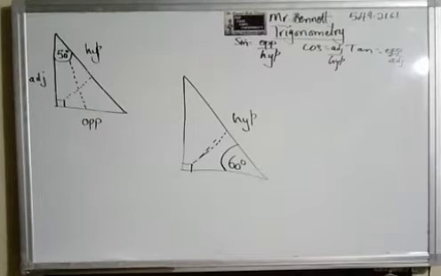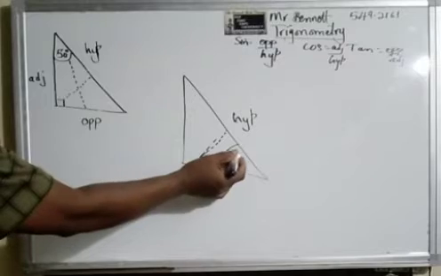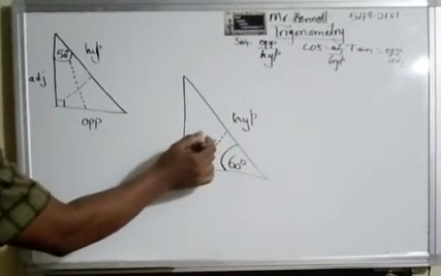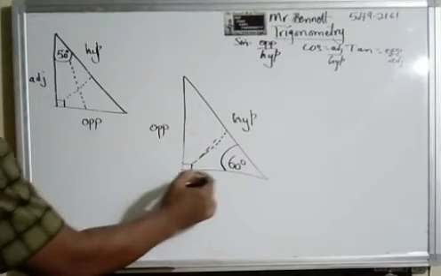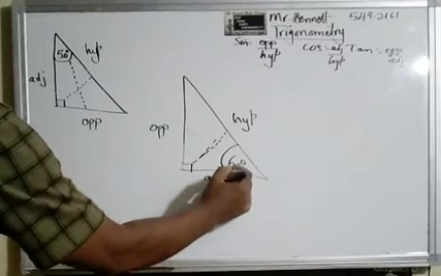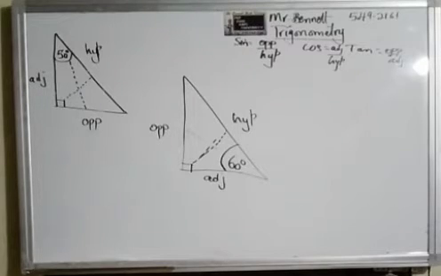Now, to get the opposite, we need to look from the angle that we are given. So we are given this angle that is 60 degrees. So we draw a dotted line, and this would be your opposite. Therefore, this would be your adjacent. And we said that adjacent means beside.